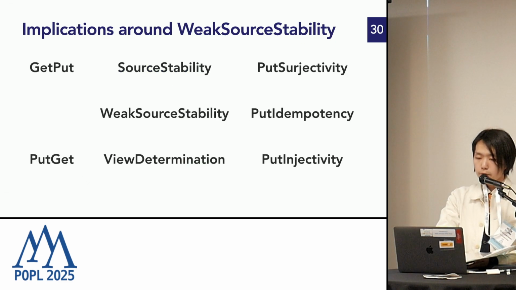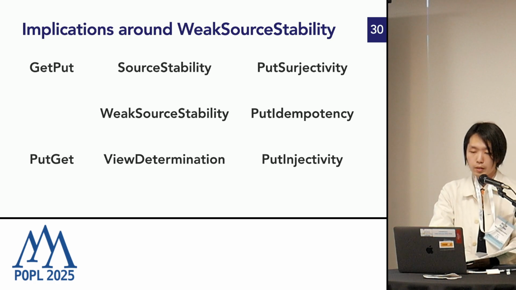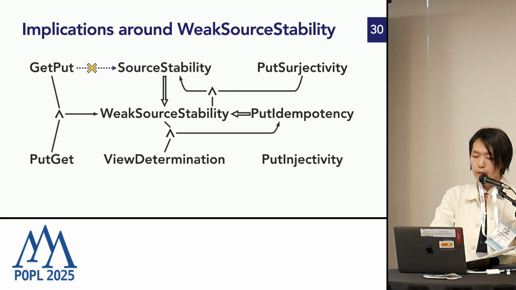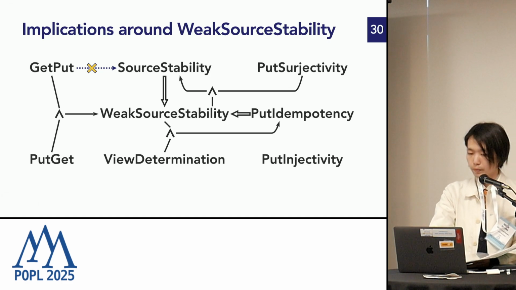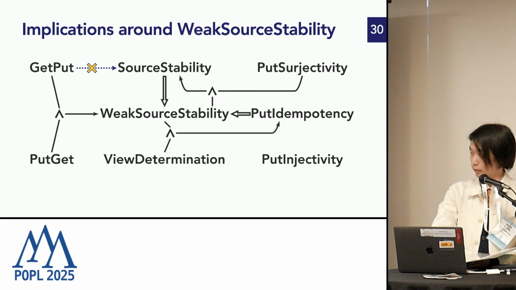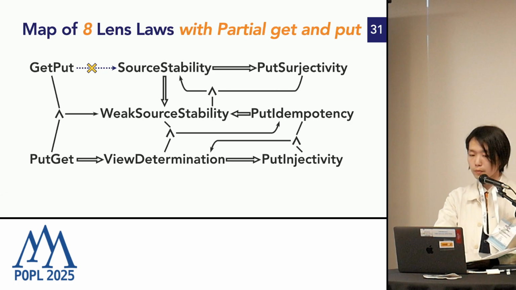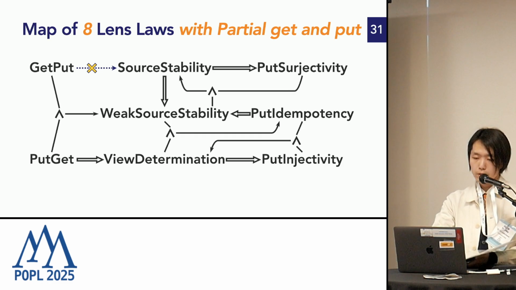We investigated the relations among these laws. GetPut itself cannot directly imply weak source stability, but it is possible to imply it in conjunction with PutGet. It means a well-behaved lens satisfies weak source stability regardless of whether the get is total or not. The other implications are also shown. Let me add all other implications among these laws.